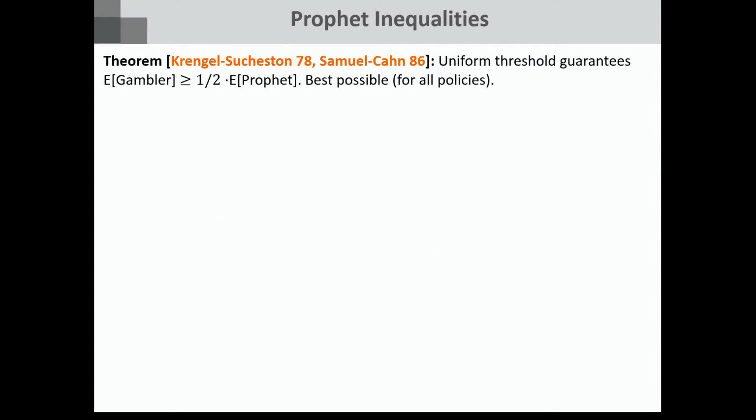Okay, and so here the main theorem is due to seminal work of Krengel and Sucheston and follow-up by Samuel-Cahn, which shows that there is actually a uniform threshold that guarantees half of the prophet's reward in expectation, and this is the best competitive ratio possible. Okay, so I'm not claiming that the uniform threshold is always optimal, because the dynamic program will often tell you to use different thresholds, but if you just care about competitive ratio, then a half is the best you can get, and you can get that with a uniform threshold.